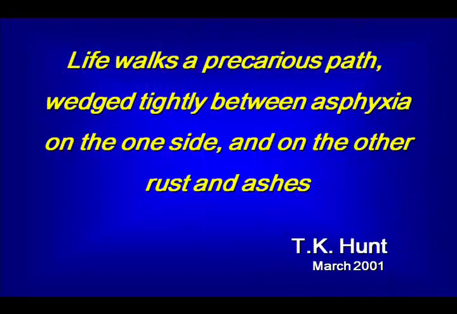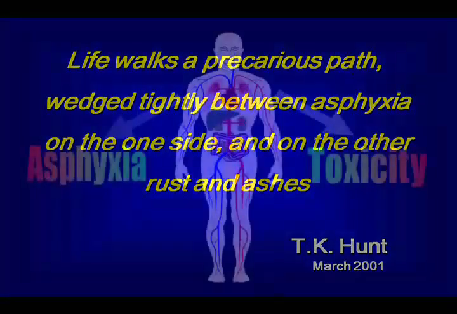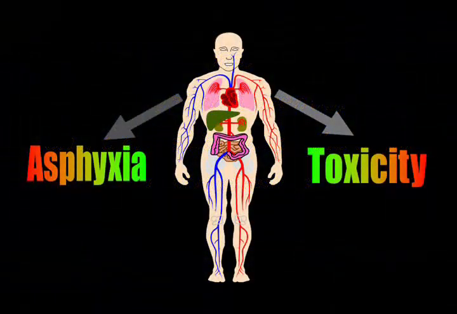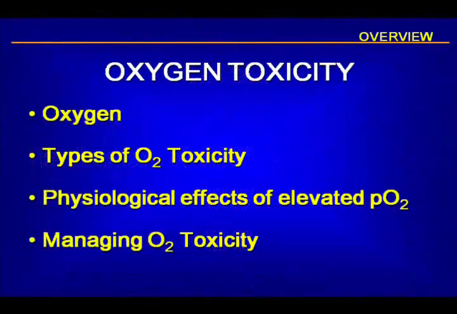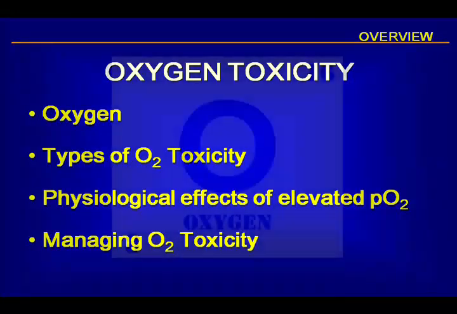Now, in general, one could say that life walks a precarious path between starvation of oxygen, or asphyxia, and rust and ashes on the other side, which is oxidation. And so we've got a supply and demand issue that we need to consider within the body, and within that spectrum of too little and too much, we need to contend with so-called oxygen toxicity. I'm going to review some characteristics of oxygen, the type of oxygen toxicity one can have, the effects of elevated oxygen, and then of course how we manage or avoid oxygen toxicity.